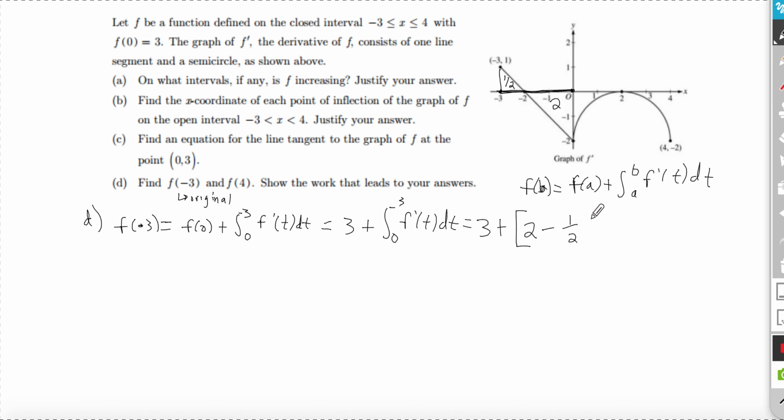Okay. So I can just leave it like this if I want to for now. So this will be my answer here. If you want, you can say 5 minus a half. That's all the same thing as 9 halves. That's all fine. There we go. So that's the value of f of negative 3. But what about f of 4?